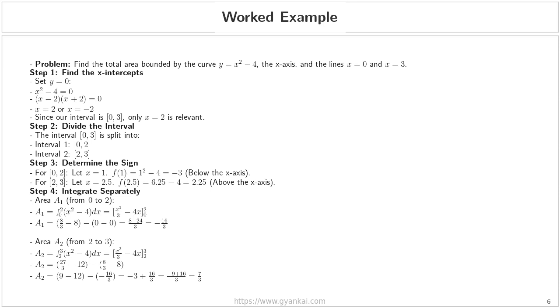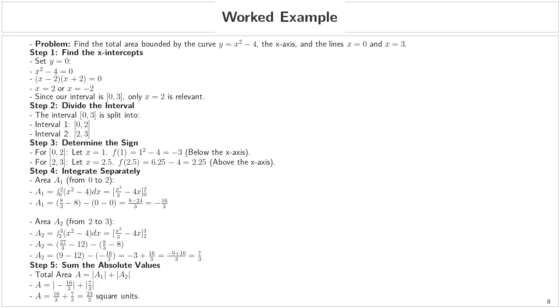Evaluating this from 0 to 2, we get 8/3 minus 8, which simplifies to negative 16/3. For the second area, A sub-2, from 2 to 3, we integrate the same function. Evaluating the antiderivative at 3 and subtracting the value at 2, we get 9 minus 12, minus the negative 16/3 we calculated previously. This simplifies to negative 3 plus 16/3, which gives us 7/3.